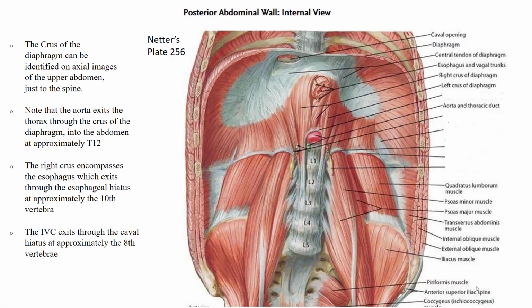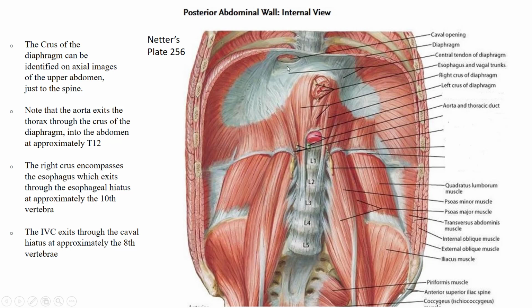This image of the posterior abdominal wall shows us the exit and entry points of the different vessels and structures as they come into and out of the abdomen. So remember that this is the diaphragm. And at the superior border of the diaphragm, the IVC actually exits the abdominal cavity and enters the thorax and eventually joins up with the hepatic veins and into the right atrium of the heart.